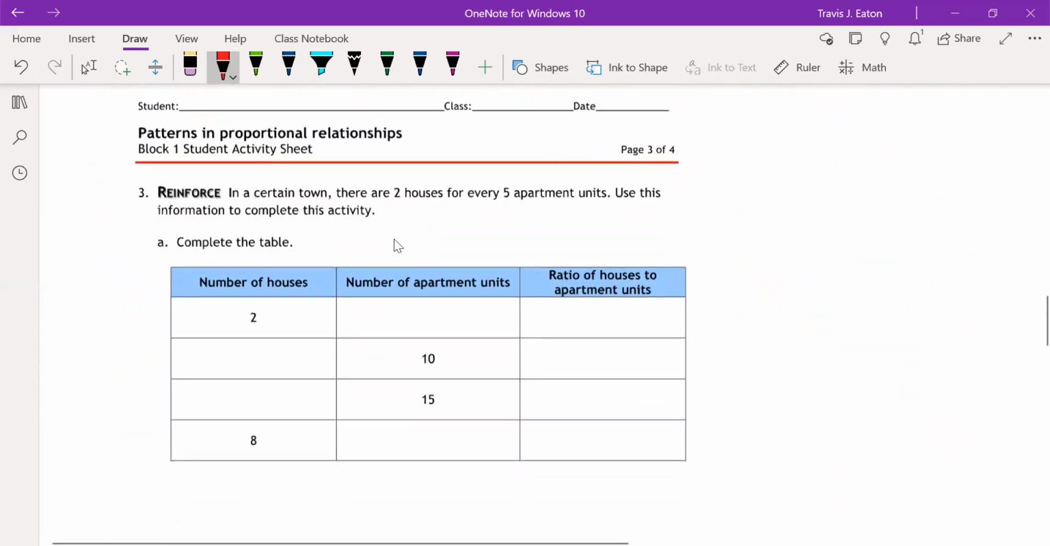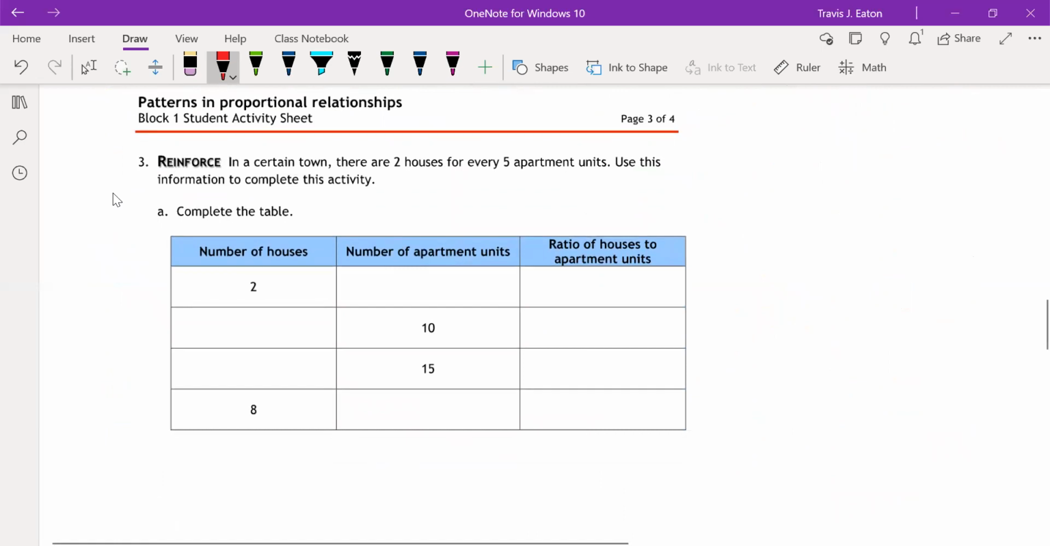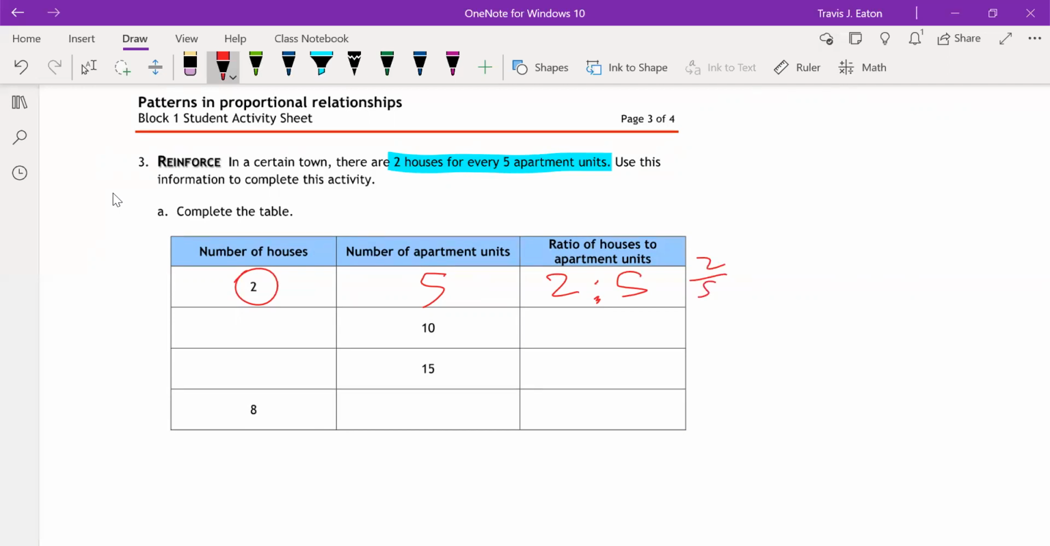All right, we have just a few minutes left. In a certain town, there are 2 houses for every 5 apartment units, and we can use this information to complete this activity. So, like it says, there are 2 houses for every 5 apartment units. If there are 2 houses, there will be 5 apartment units. And what is the ratio of houses to apartment units? Well, that's houses to apartment units, or it can be written like this, 2 to 5.